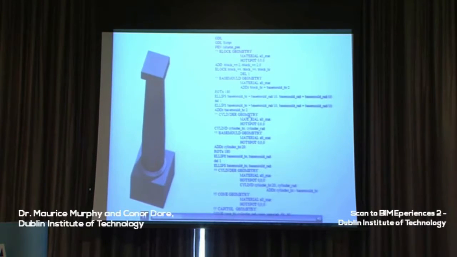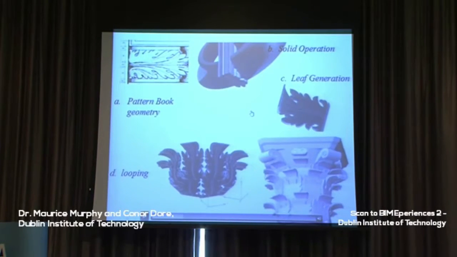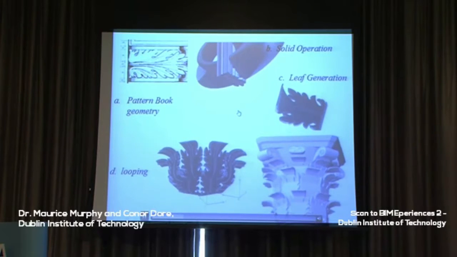This is just an example. We used ArchiCAD because the scripting language that's available, GDL, made it very easy for us to build these shapes from first principles, from the very simple ones to the more complex organic shapes. You can see we're trying to build the Corinthian leaves here. We use the same approach, but in this case you don't have stacking of more simple geometric objects.